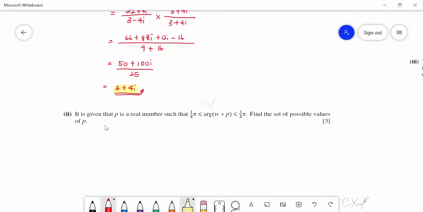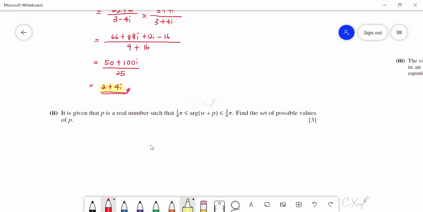Okay, so let's have a look at part number 2. It is given that P is a real number. So again, highlight the words "P is a real number". Real number means that it is just a number without the i, purely a number only, such that you get this inequality. So find the set of possible values of P.